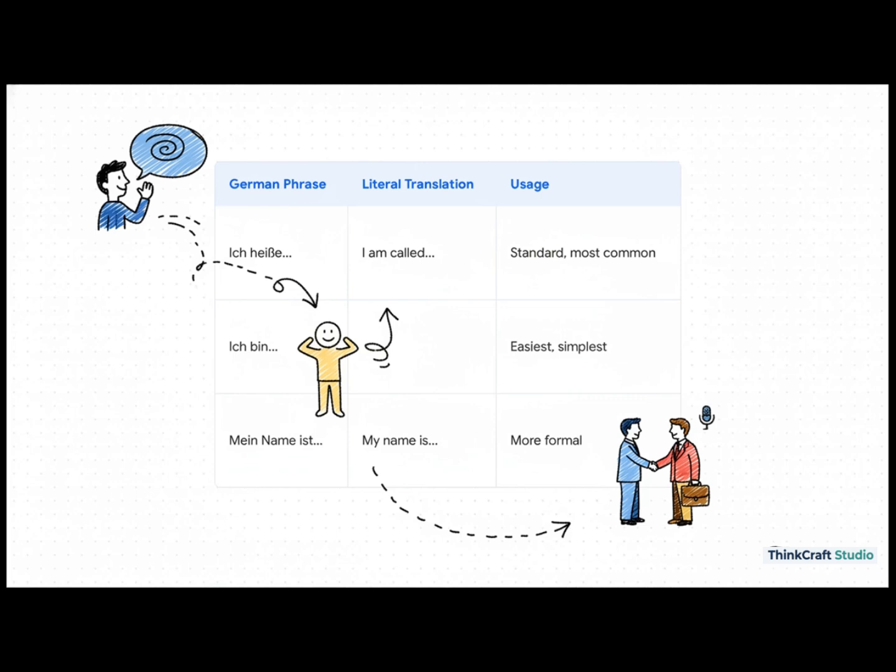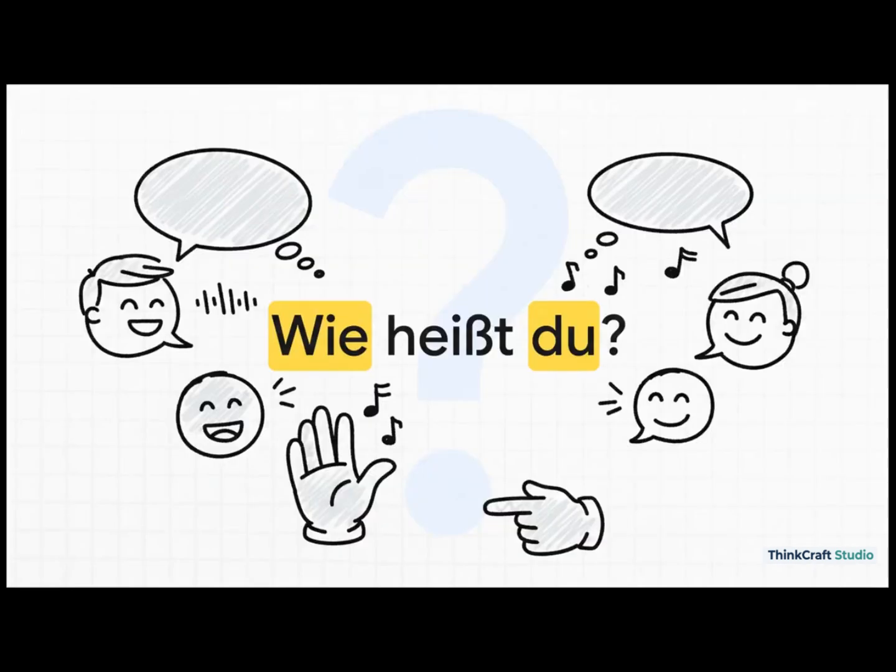They all work. All right, your turn. I'm going to ask you, wie heißt du, which means, what's your name? So how would you answer? Go ahead, pick one of the phrases from the last slide and say it out loud with your name. See? You just did it. You're already speaking German. Now let's keep building on that.